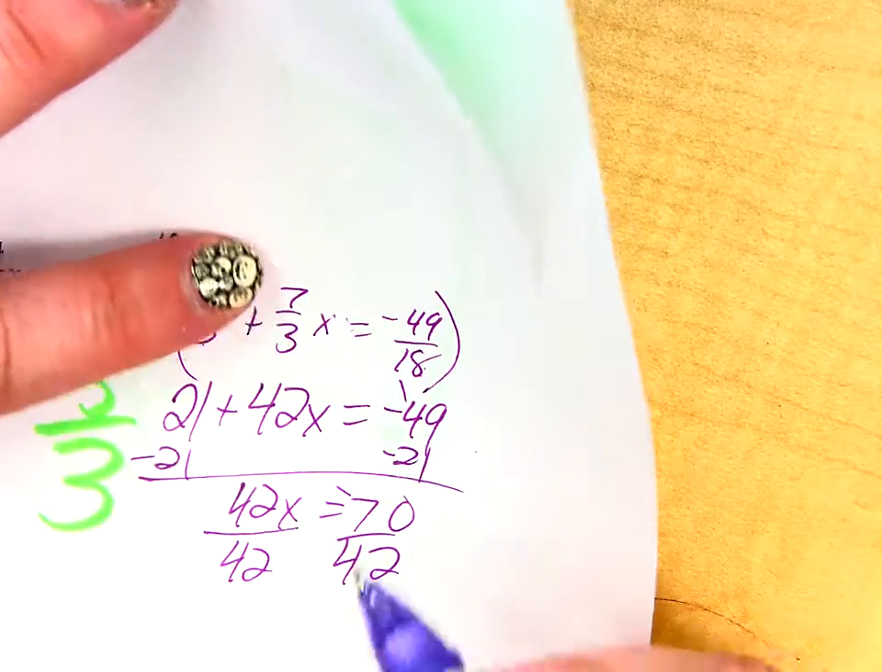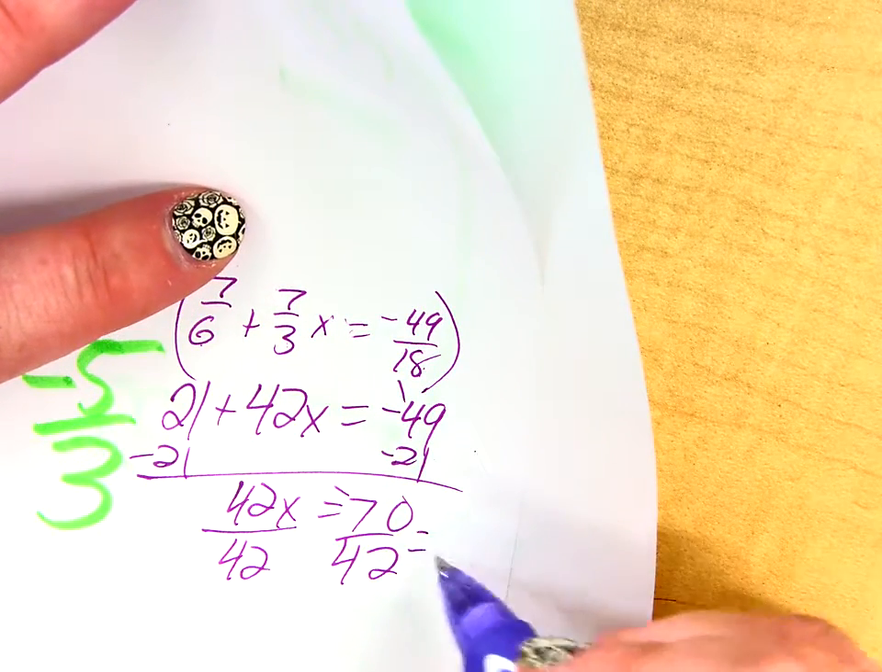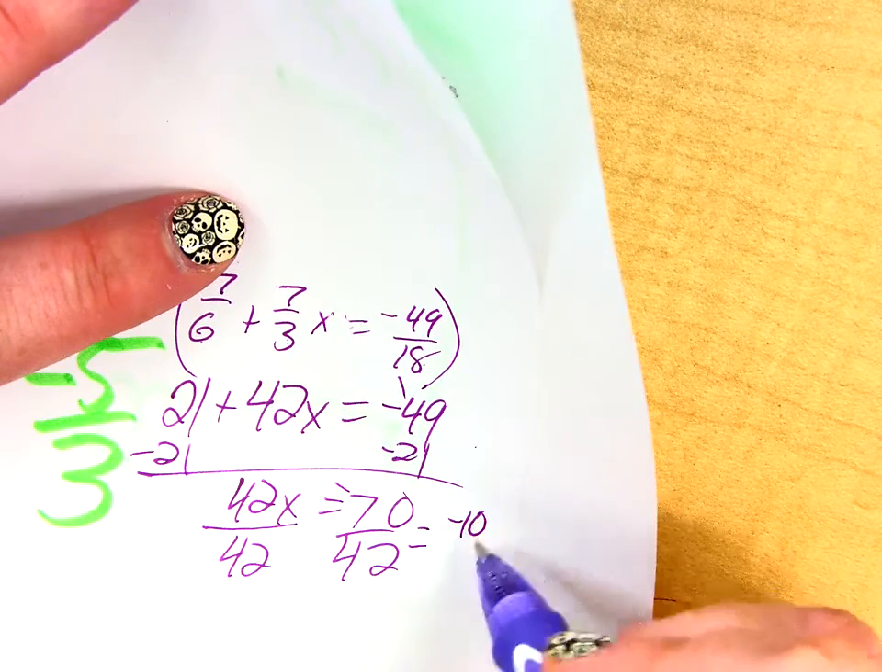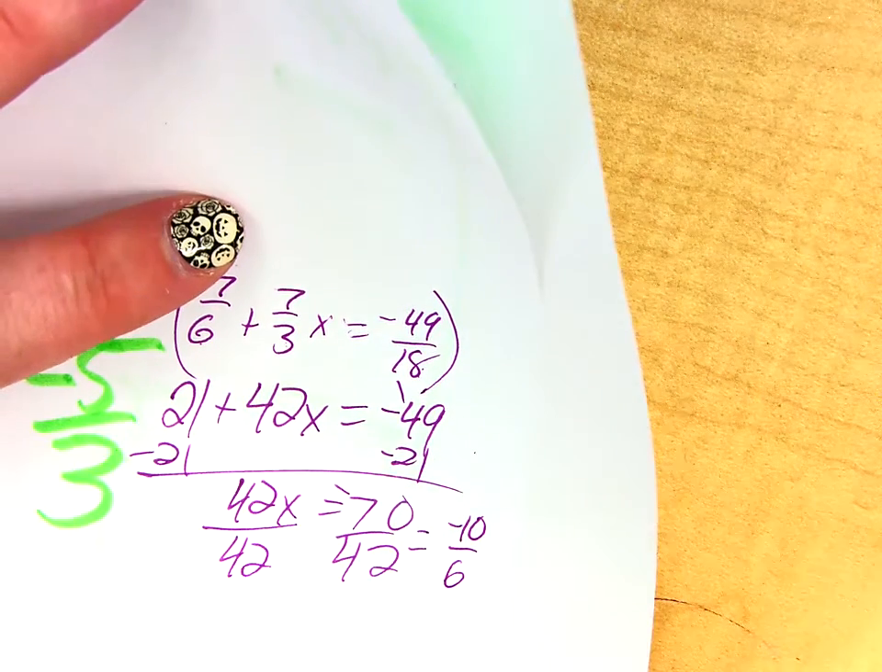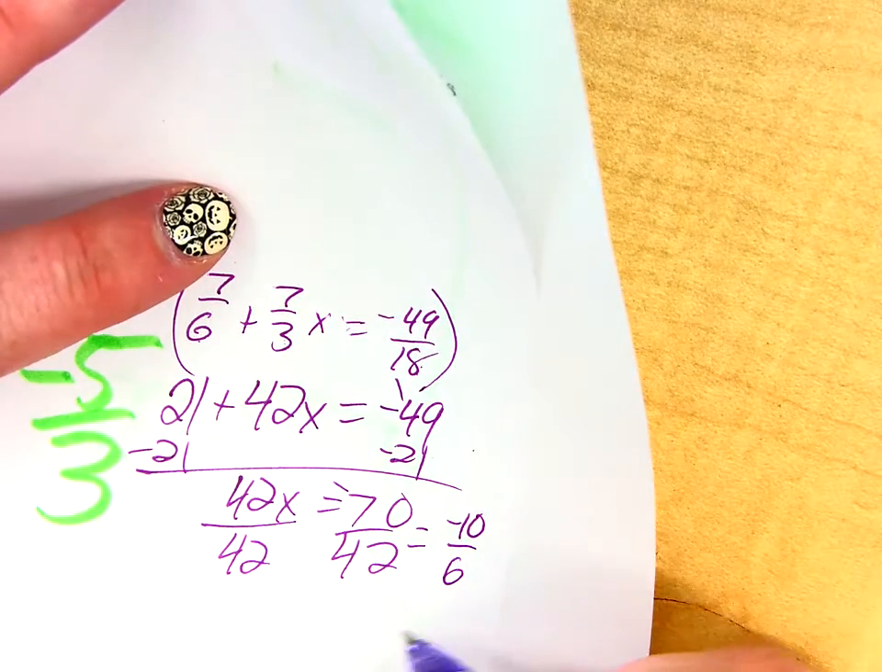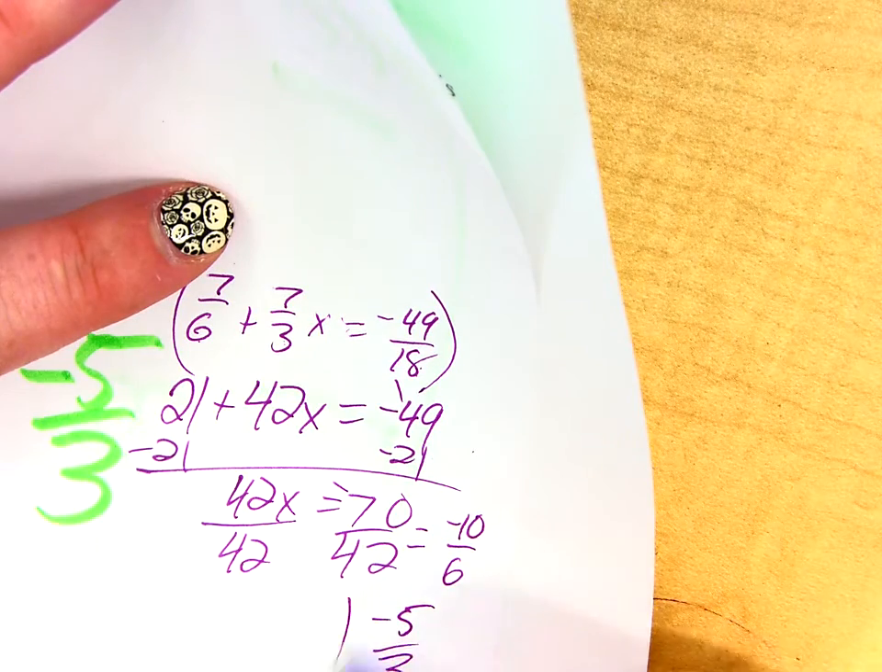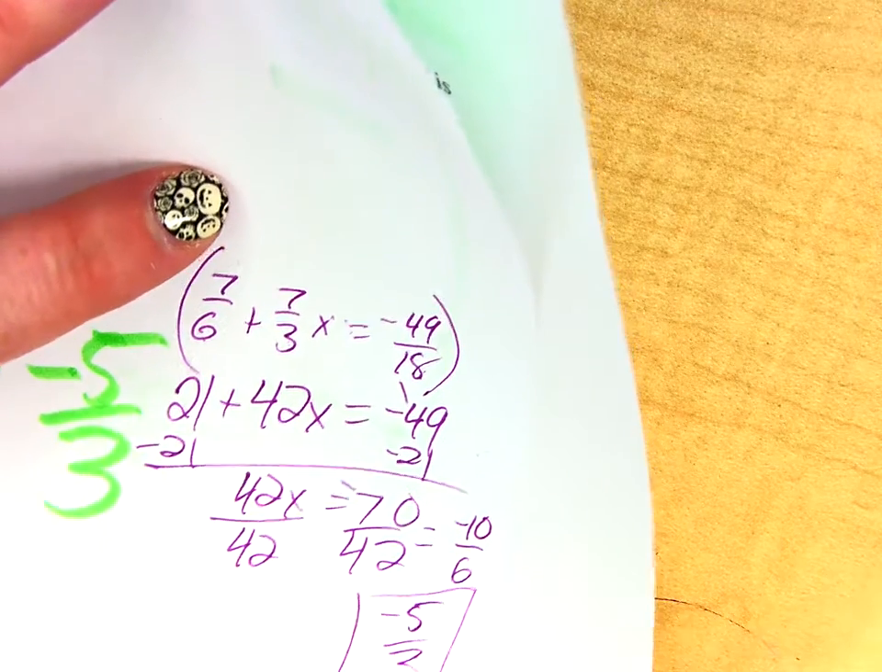So let's see, what goes into both of these? 7 does. I actually think 14 does too, but let's do it by 7. So it'd be a negative 10 over 6, and then I can reduce by 2 again, and that's how I end up with the negative 5/3.